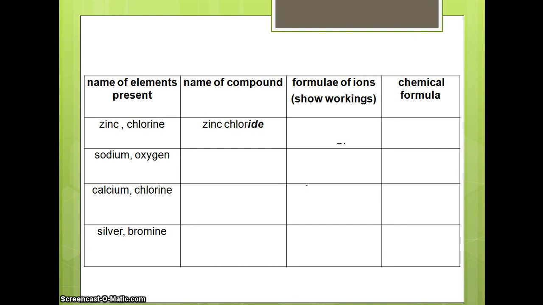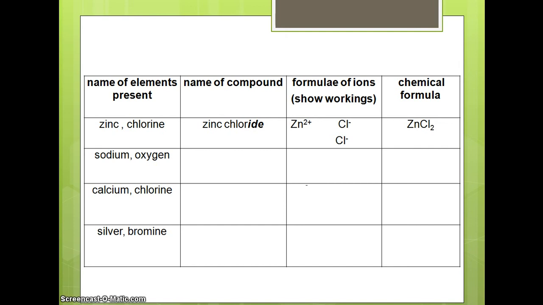Now, we write out the formula of the ions that are present. Your zinc ion, Zn2+, and your chloride ion, Cl-. Next, we balance the charges of the ions. Thus, we arrive at the chemical formula of zinc chloride to be ZnCl2.